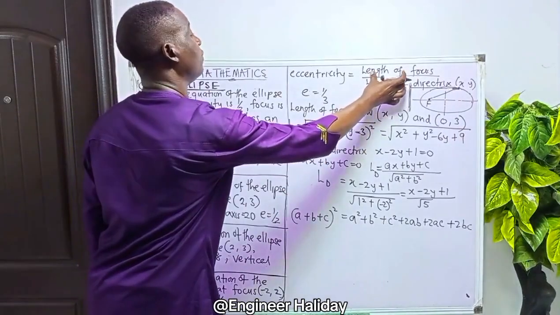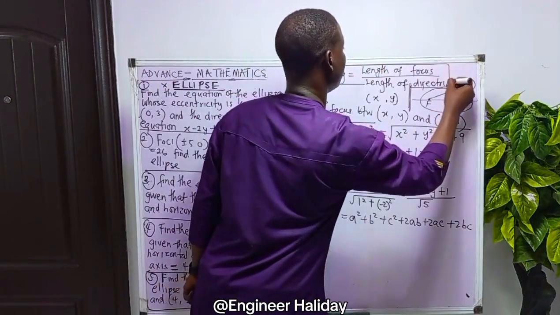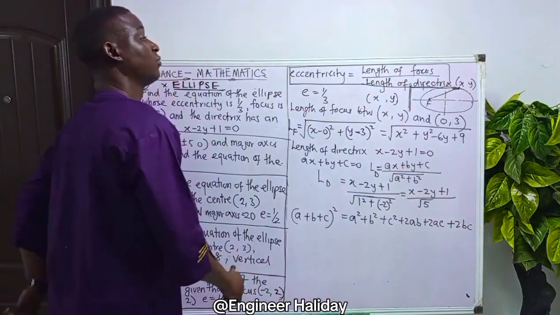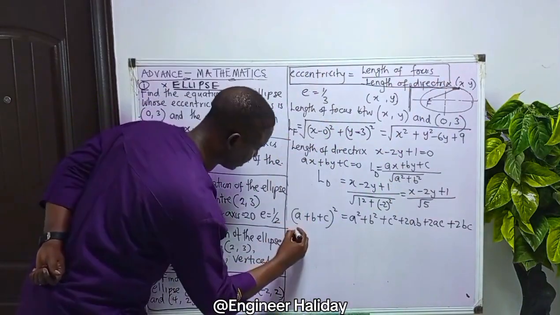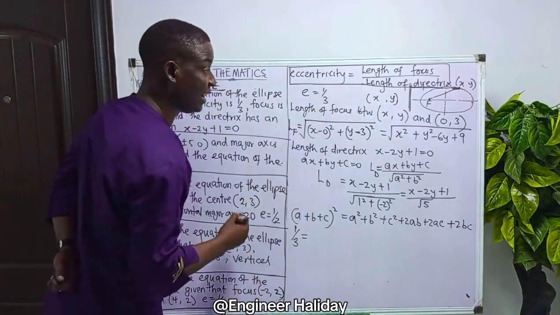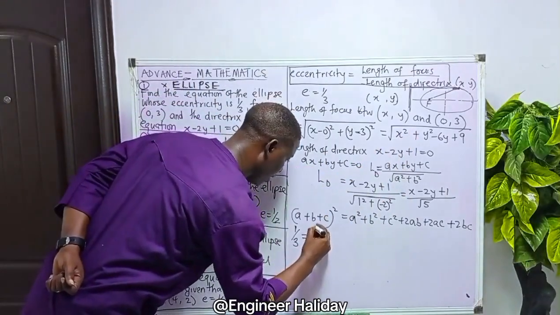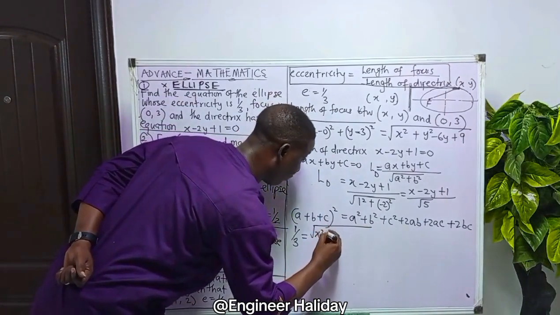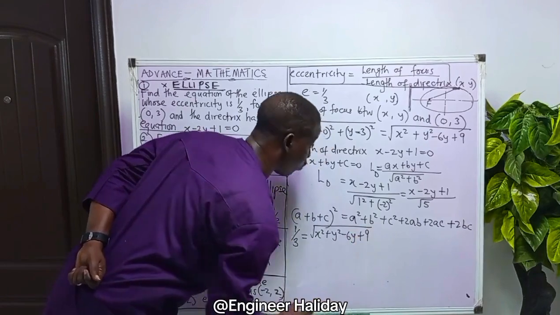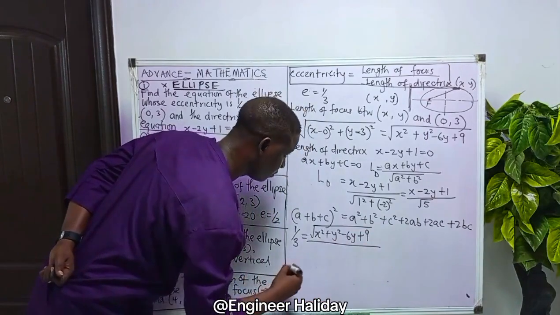Now let's substitute all of them into the initial equation that we have. If we substitute, we would have eccentricity 1/3 equals length of focus over length of directrix. Length of focus is already gotten as square root of x square plus y square minus 6y plus 9, divided by what?